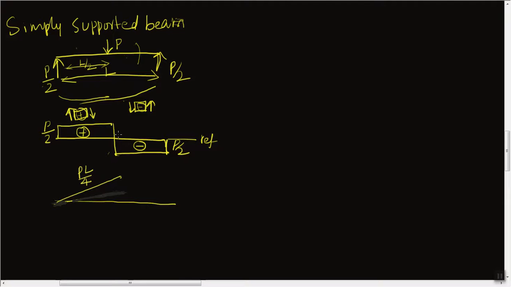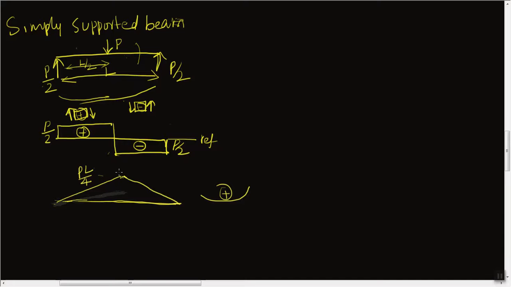and this is positive because the beam is actually sagging, which is positive. And here also it is a similar case. It is like this, and the magnitude at this location is P into L by 4. This is the bending moment diagram for a simply supported beam with the point load.